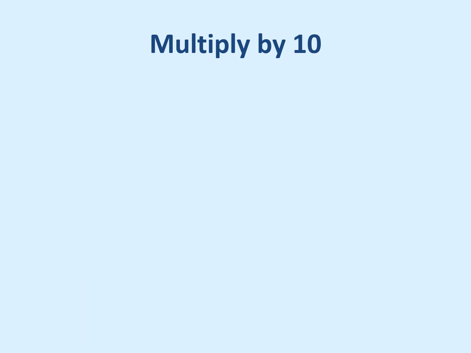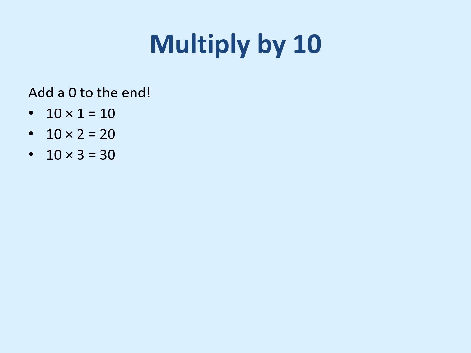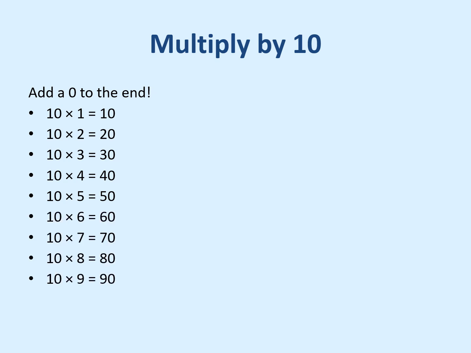What about multiply by 10? Well, let's just add a 0 to the end. 10 times 1 is 10, times 2 is 20, 10 times 3 is 30, 10 times 4 is 40, 10 times 5 is 50, and what's 10 times 6? You guessed it, it's 60, 70, 80, 90, and 100. 10 times 10 is 100.